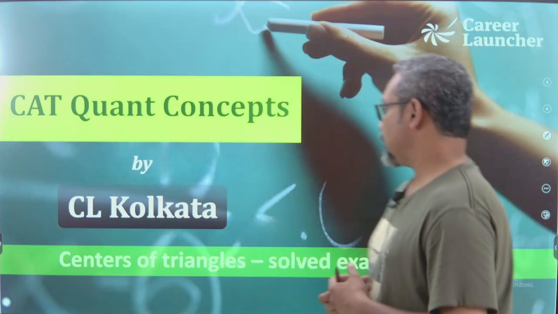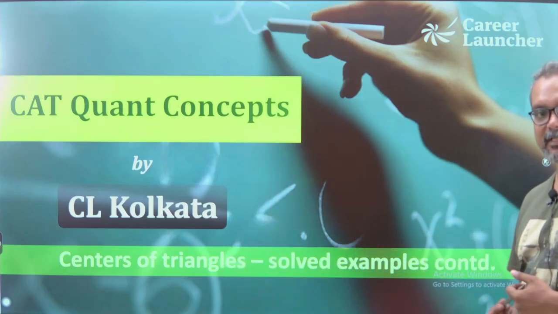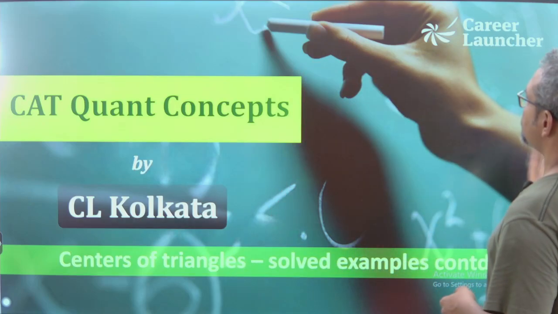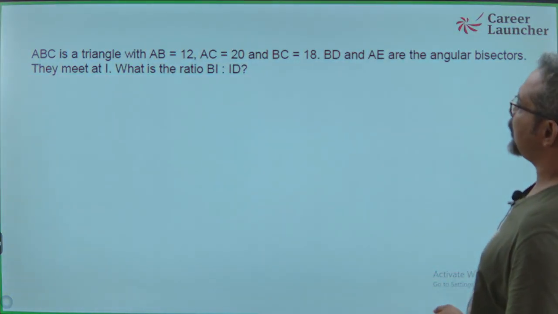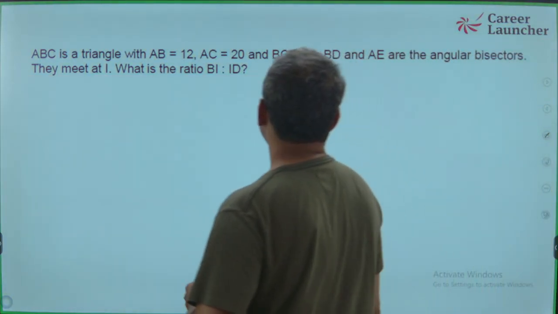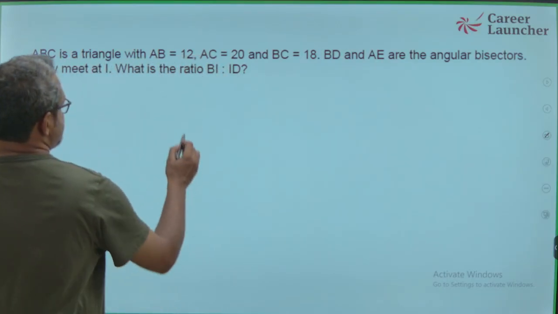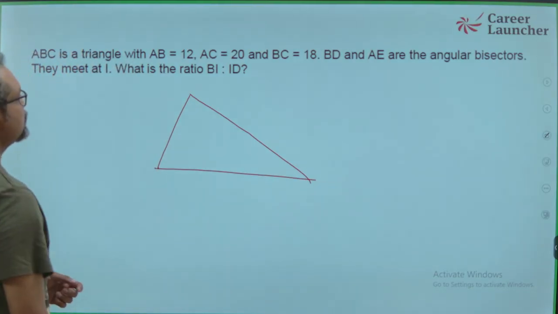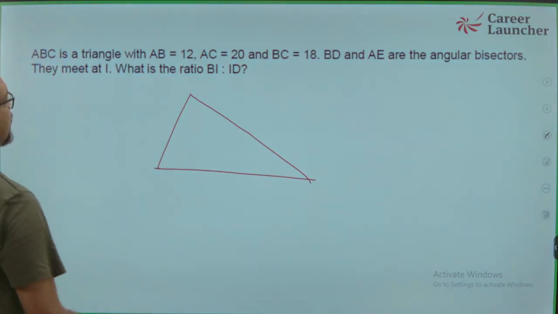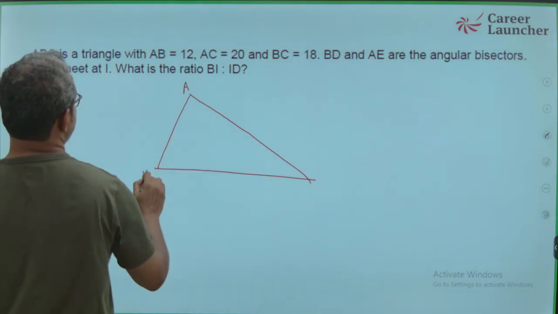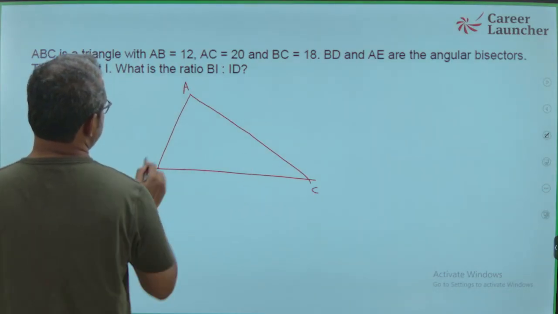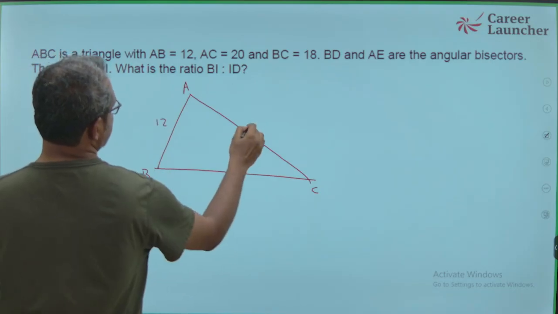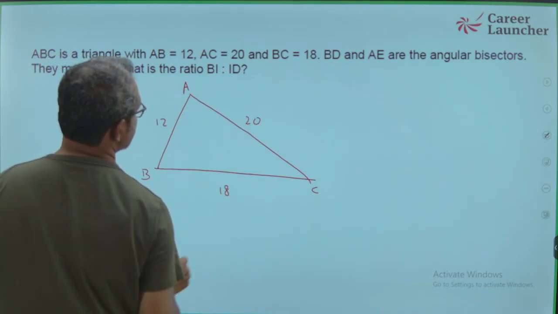So here we will continue with some more examples of centers of triangles. So here we have a triangle with 3 sides. So let's draw it. 12, 20 and 18. So A, B, C. AB is 12, AC is 20, BC is 18.